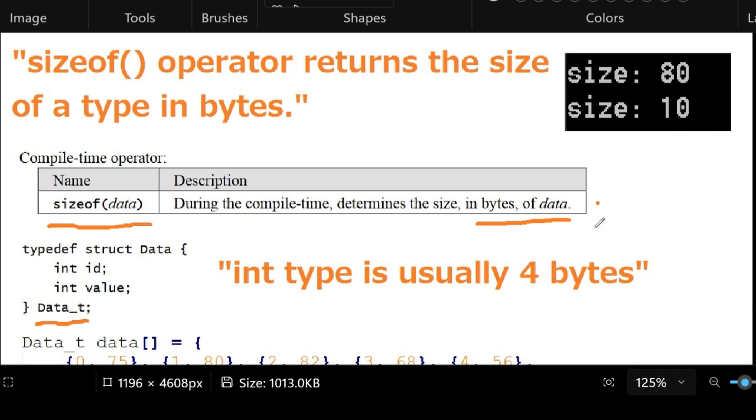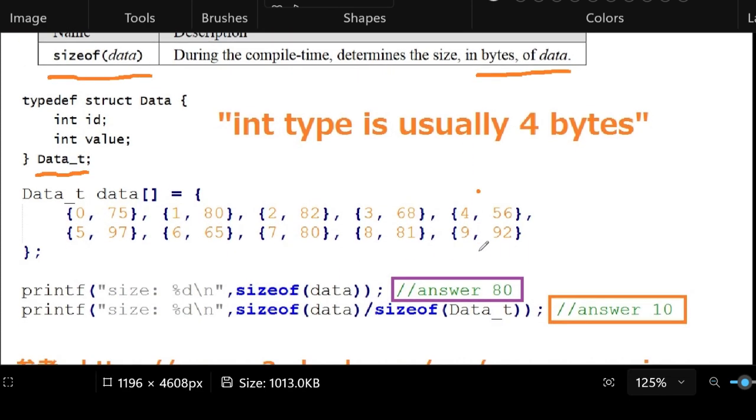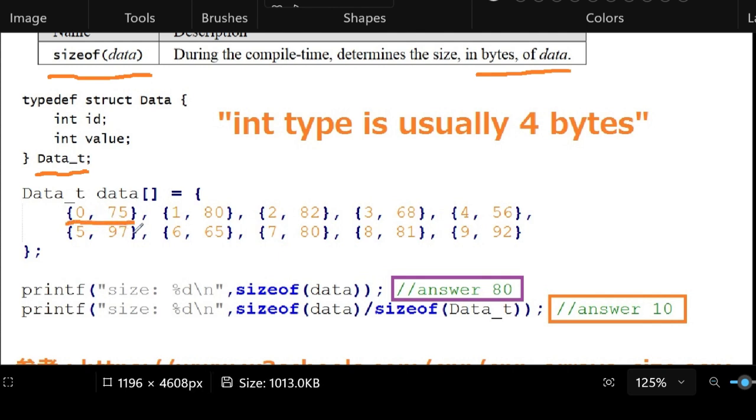Okay. And in this case, because we are talking about an int or an integer type, which usually has 4 bytes, and we have 2, I was thinking that that's why it's giving us 8 for the total bytes per element, like this. And because we have 10 of those, we will multiply 10 with 8. That's why we get 80 as the answer.